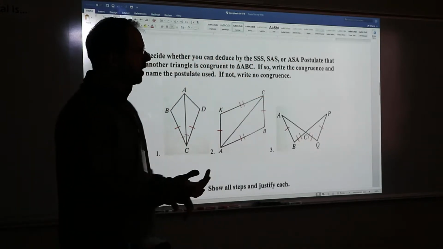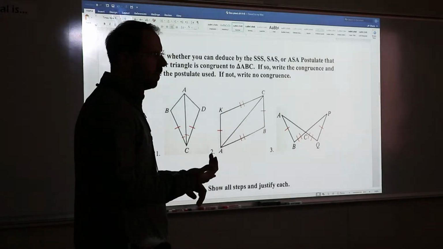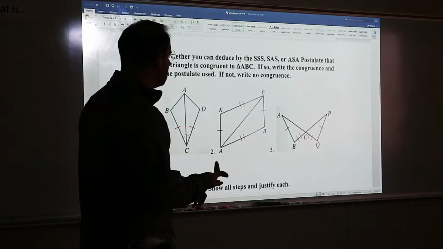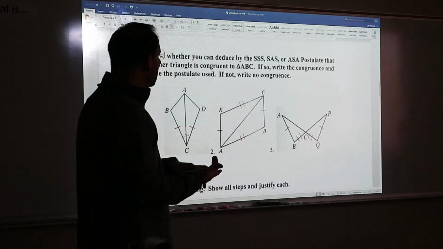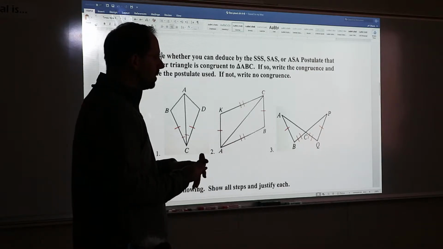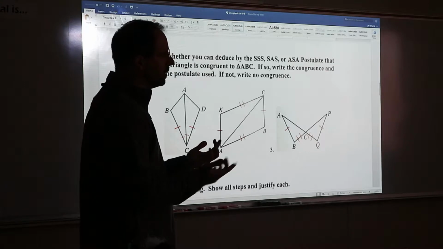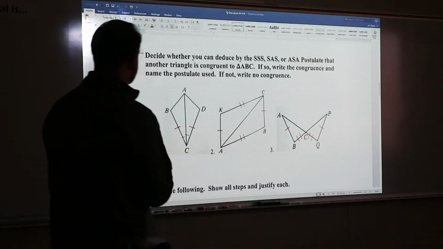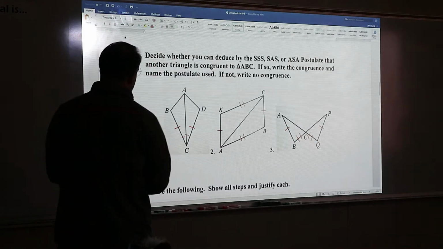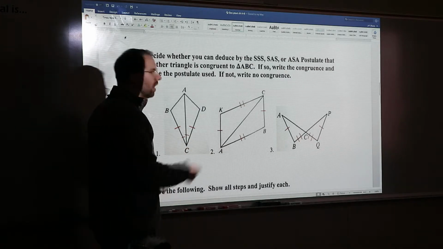You can fill in markers, like you can fill in markers on the reflexive wall. You can fill in markers if they have vertical angles. You can do base angles if it's isosceles, but I don't think they have isosceles pictures here. You can potentially do that. All right, but anyways, I'll do the first one for you.